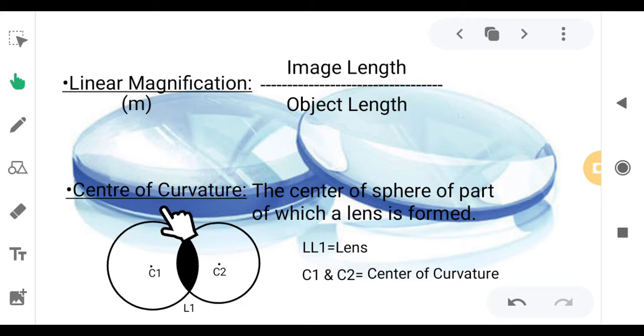Next one is center of curvature. What is center of curvature? Just imagine that this is a lens L1 and the center of sphere of part of which a lens is formed, means a lens is made by a part of a circle and this is another circle. These two circles' parts are making the lens L1. So the centers of these two circles are the center of curvature. So L1 is the lens and C1 and C2 are centers of curvature.